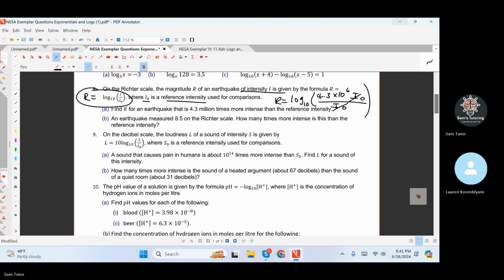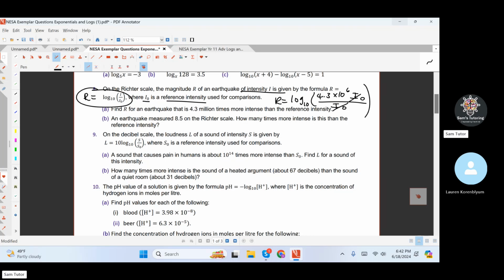Question? Any questions? Where are you stuck? On your weight one, by I naught? Yes. It is 4.3 million times more intense than the reference intensity. What do you mean? If you're just going to cancel it out, what's the point of it? It's only used for comparison.